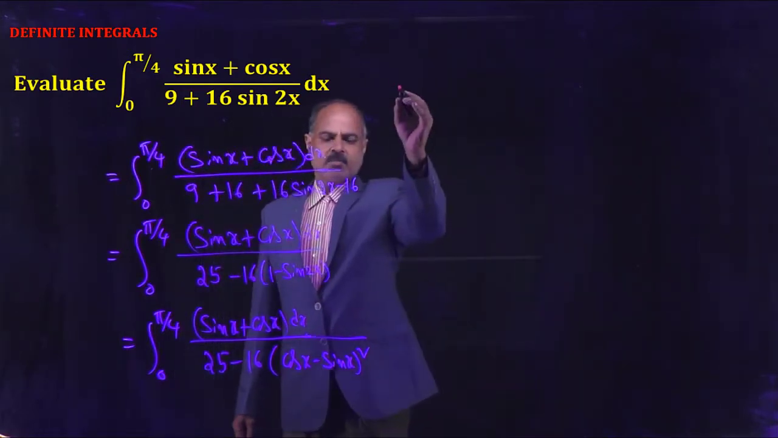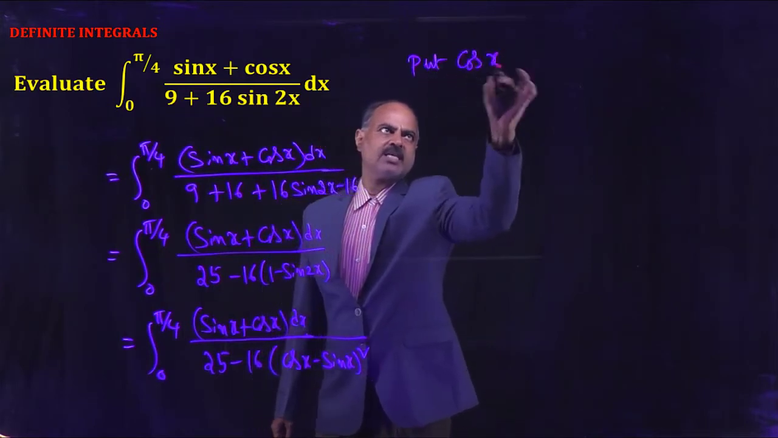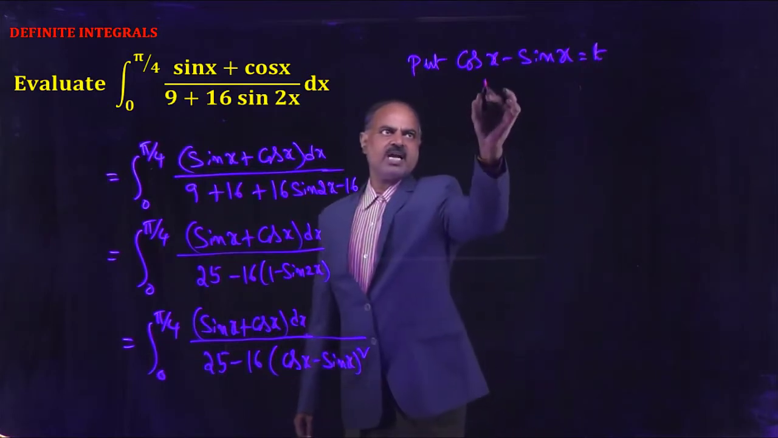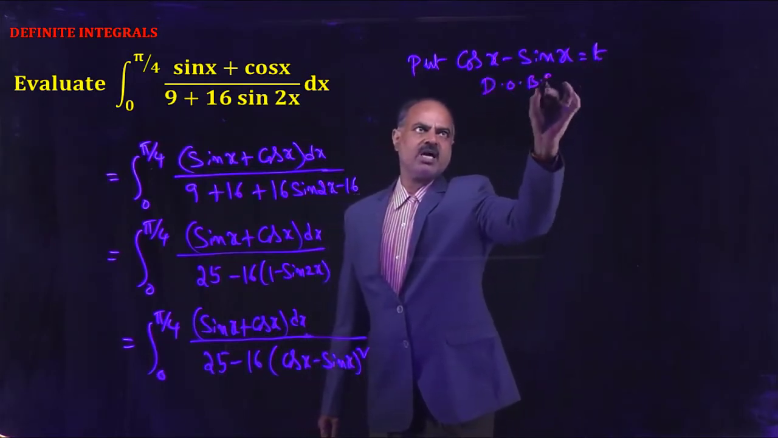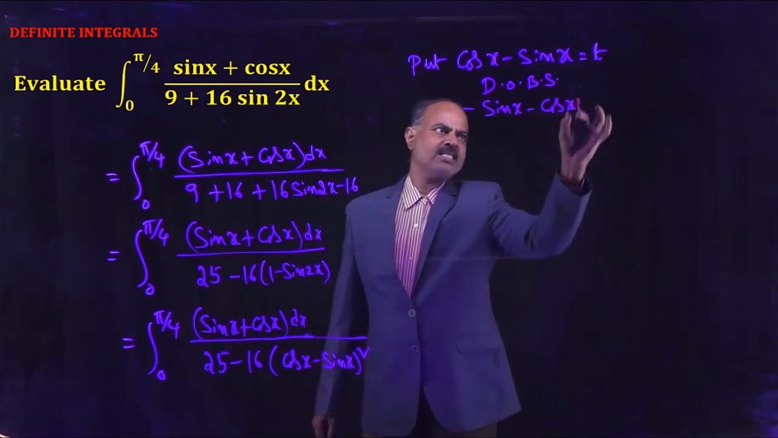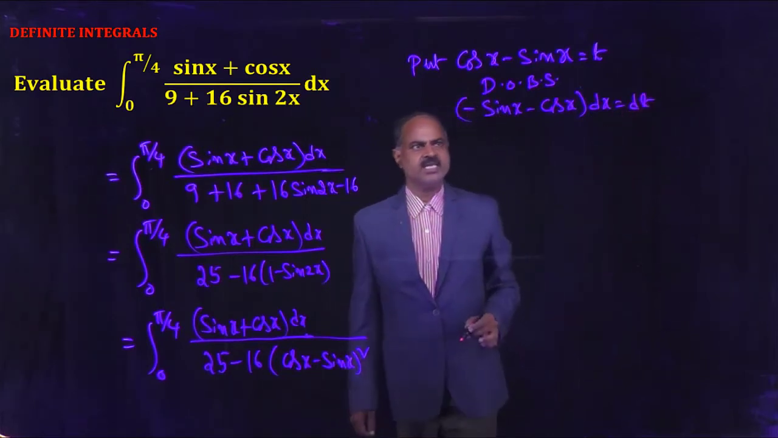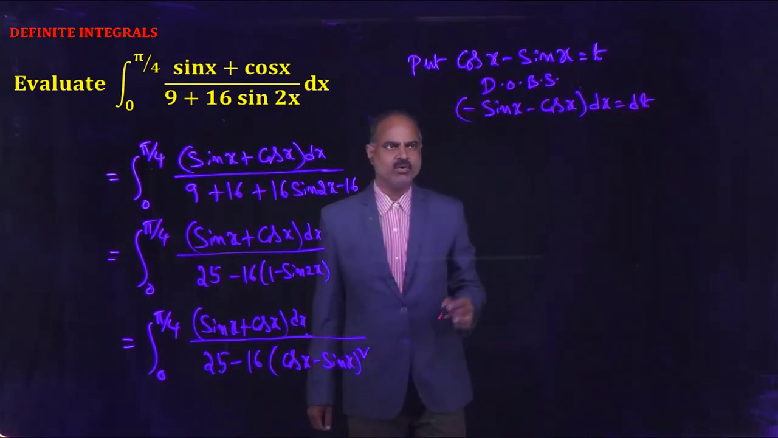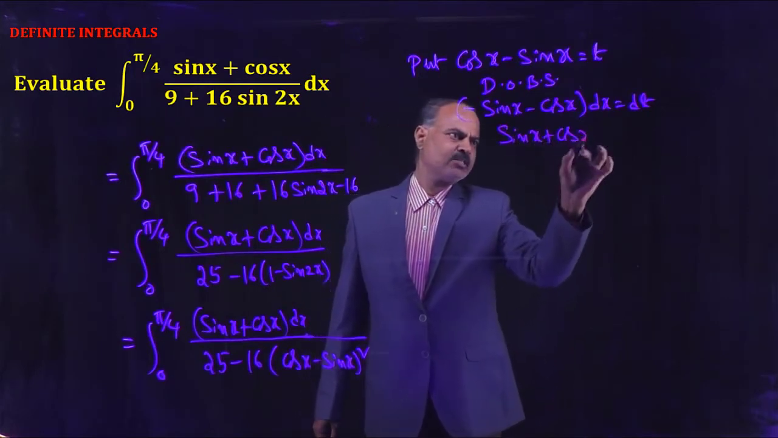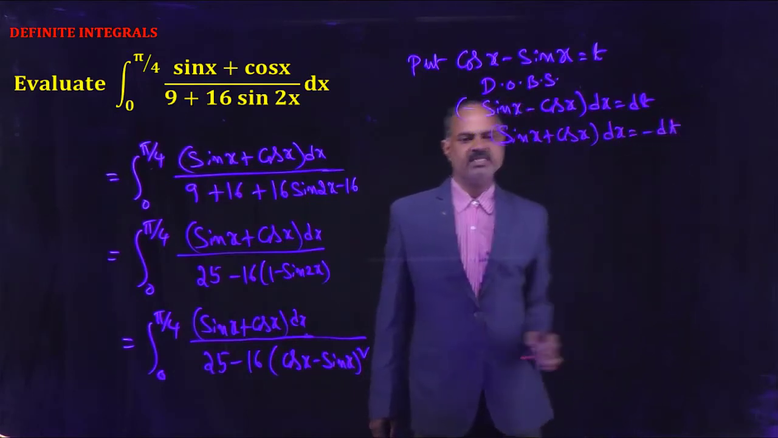Next, put cos x minus sin x equal to t. Differentiate on both sides. So minus sin x minus cos x into dx equal to dt, that is minus of sin x plus cos x dx equal to dt. So sin x plus cos x dx equal to minus dt.